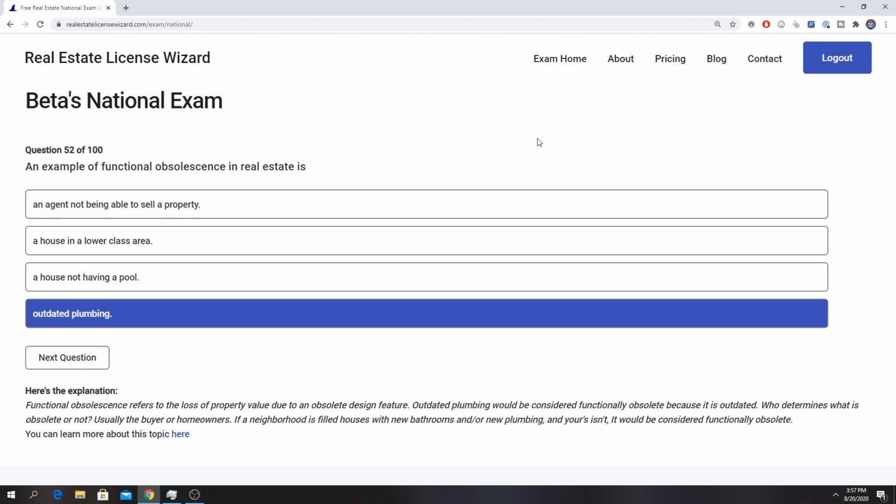But when we're talking about these textbook examples, oftentimes, again, it's choose the best answer. So when we're talking generally speaking, outdated plumbing is going to be the best answer here, because in most neighborhoods, unless it's like the super 1%, the higher class, with all of them having pools, in most cases, it's going to be something like outdated plumbing. But obviously, there are higher instances of functional obsolescence. But again, the best answer here would be outdated plumbing.